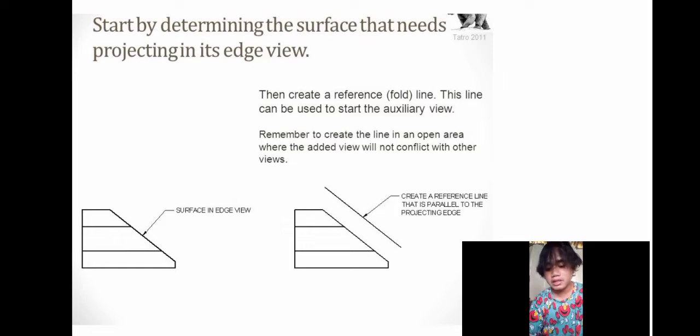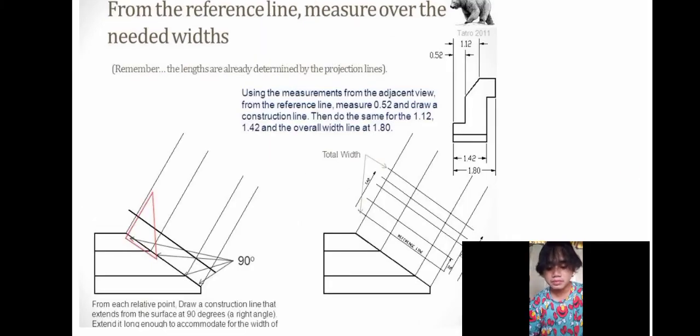So this is the surface in edge view, and this creates a reference line that is parallel to the projected edge. From the reference line, measure over the needed widths. Remember the lengths are already determined by the projection lines.